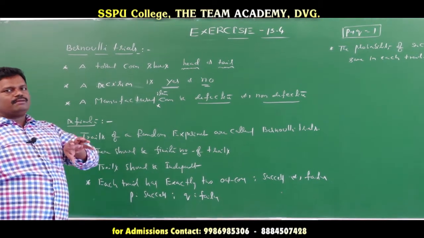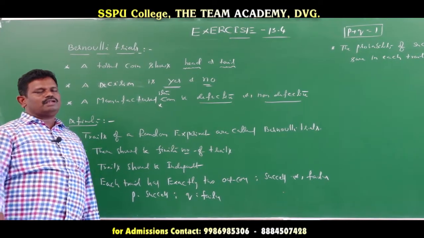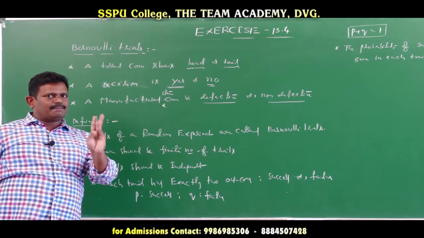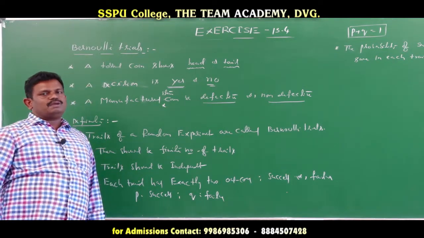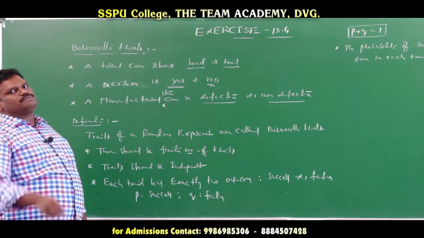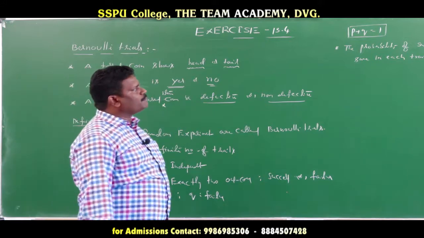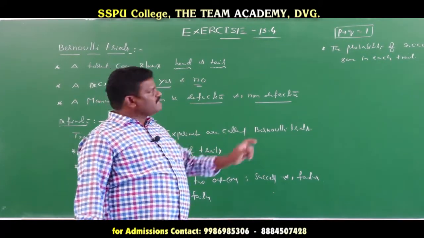If some trials are said to be Bernoulli trials, the trials must be finite and must be independent. Next, each trial must have two outcomes, one is success, another is failure. Fourth, the probability of success remains the same in each trial.